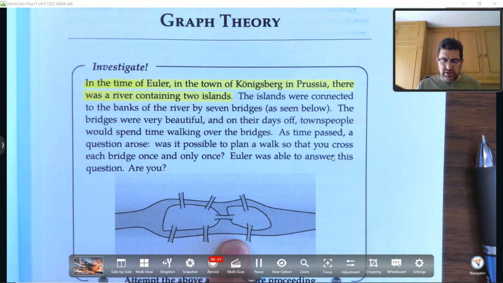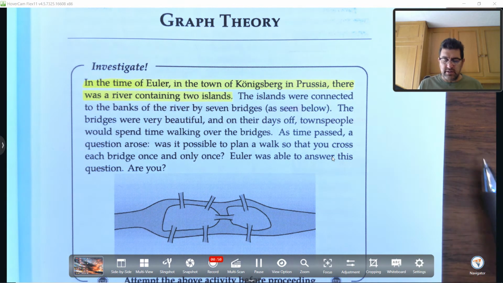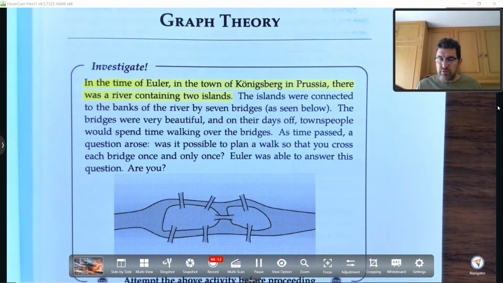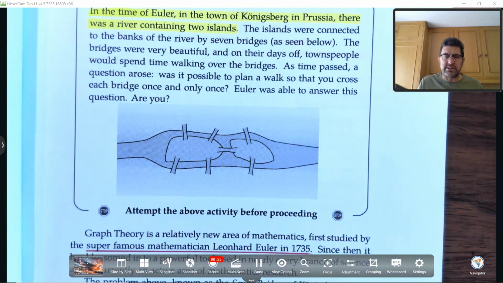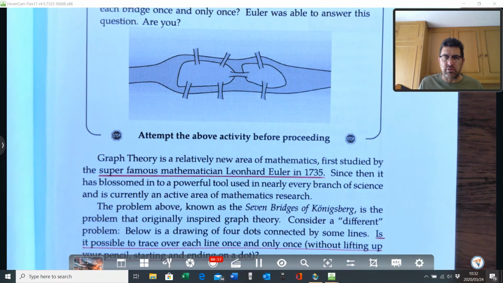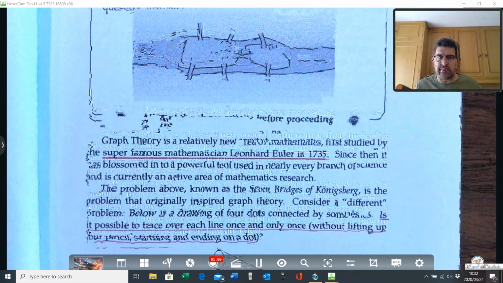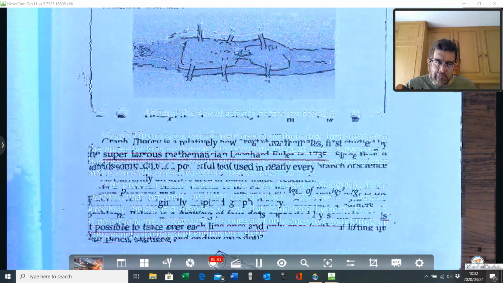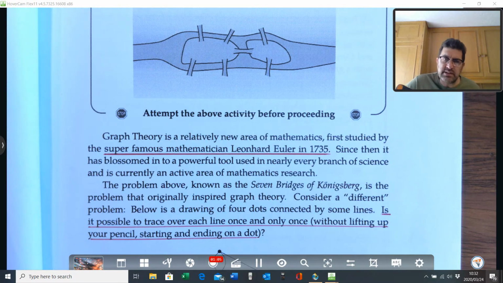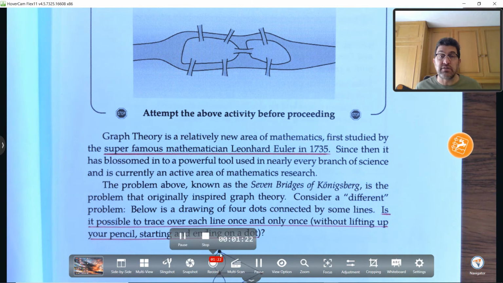Now that was a question that interested Euler quite a lot. He became super famous for this branch of mathematics, which we'll call graph theory. He lived in the 1700s, it says there. He's a super famous mathematician, Leonhard Euler. The question, as it says there, is it possible to cross each one of these bridges once and once only? And that is what we're trying to find out.